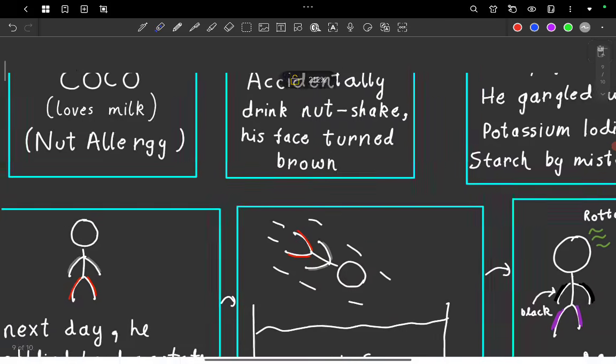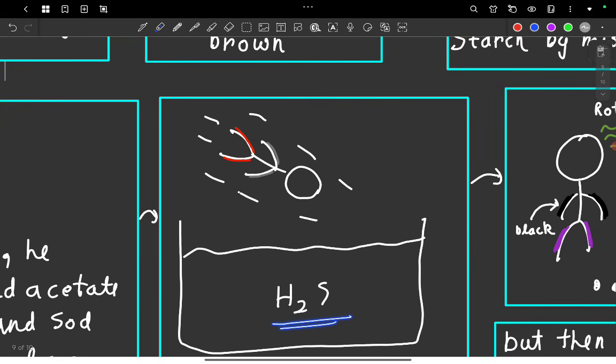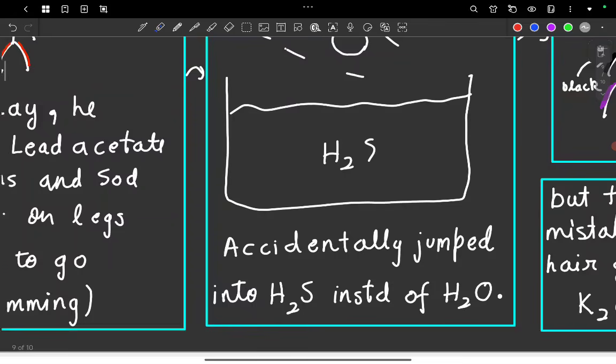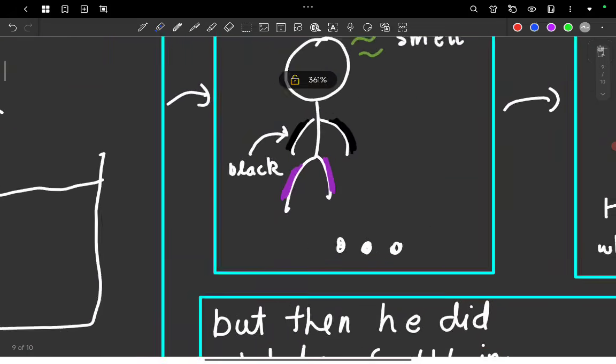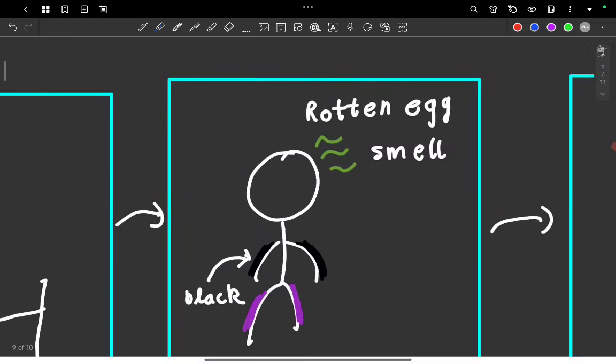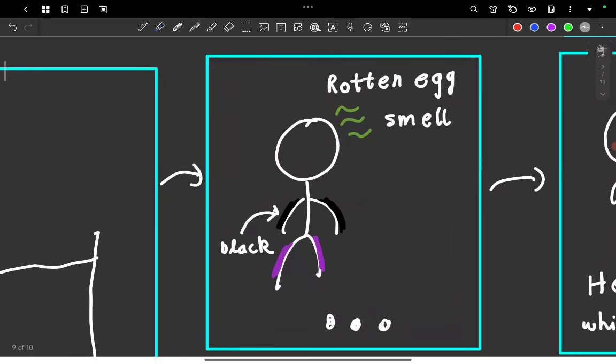But by mistake, our Coco, being the clumsy guy he is, jumped into H2S instead of H2O. H2S is a gas, I know, but here we are using it only as a link to understand and memorize this test. So, with lead acetate on his arms and sodium nitroprusside on his legs, when he jumped accidentally into H2S, his arms turned black precipitate and his legs turned purple. And he also started giving off a rotten egg smell. So, poor Coco, this has been a very unfortunate day for him.